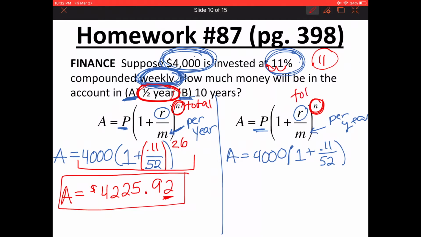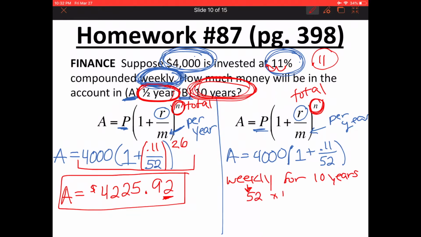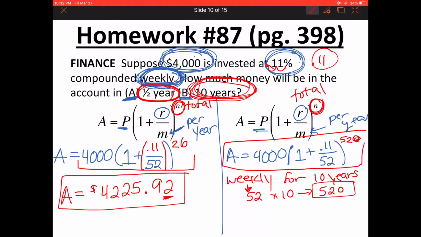N is the total compounds. In example B, I am being compounded, or the interest is being compounded, for 10 years. So if I'm being compounded weekly for 10 years, so I'm going to write that here, weekly for 10 years, what does that mean? Weekly compounding means 52 times a year times 10. So that would be a total of 520 compounds. So that's what I'm going to put up here for my exponent. Now that I have this as my equation, I can just enter that right into the calculator.